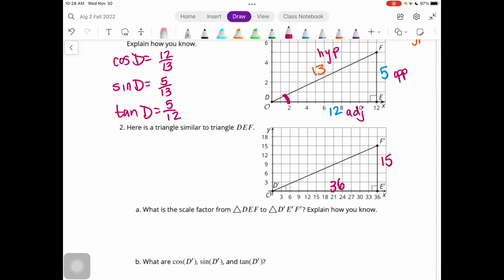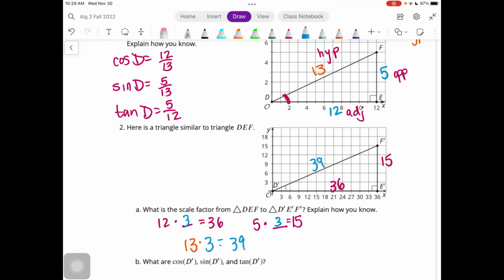So what could we multiply 12 by? 12 times what is 36? Or 5 times what is 15? And those have to be the same value, right? In order for us to get a scale factor, in order for it to actually be similar, those two multipliers have to be the same. And hopefully we can see that the answer is 3, right? So what does that mean our hypotenuse is going to be? Well, we're going to take our 13 and multiply by that scale factor, and we get 39. So we know that our hypotenuse is 39.